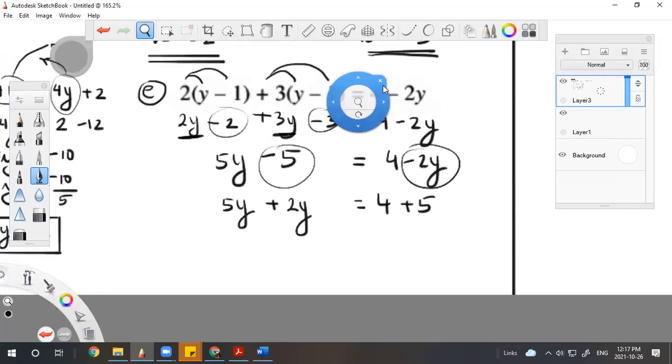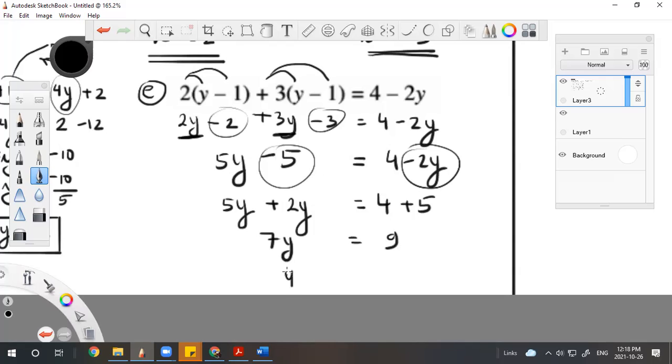So we deal with the fraction now, because 7y equals 9. How can you get y then? 9 over 7. Or you can change it into a mixed fraction, 1 2 over 7. It's up to you. I will give you freedom to choose whether you want to change from improper to mixed or not, or skip it like that.